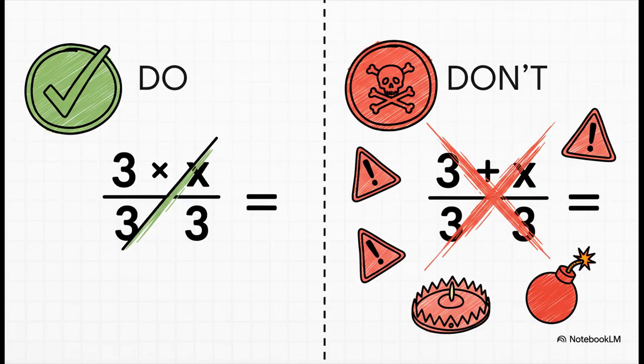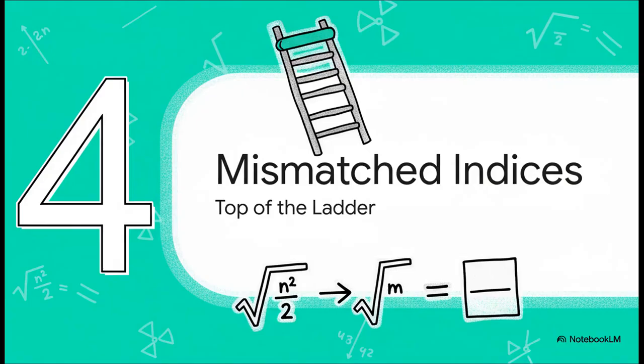And here it is, the single biggest trap in all of algebra, so please listen up. As this slide shows, you can only cancel common factors. That's things being multiplied together. You can never cancel common terms. That's things being added or subtracted. Trying to cancel the 3's in 3 plus x over 3 is the most common mistake you can possibly make, and it will give you the wrong answer every single time. Don't do it.